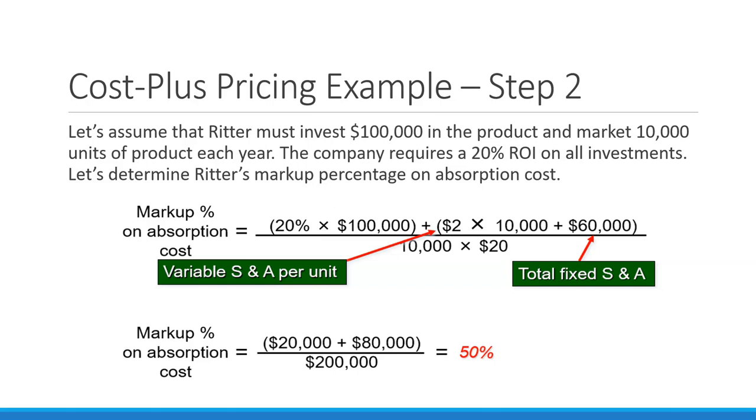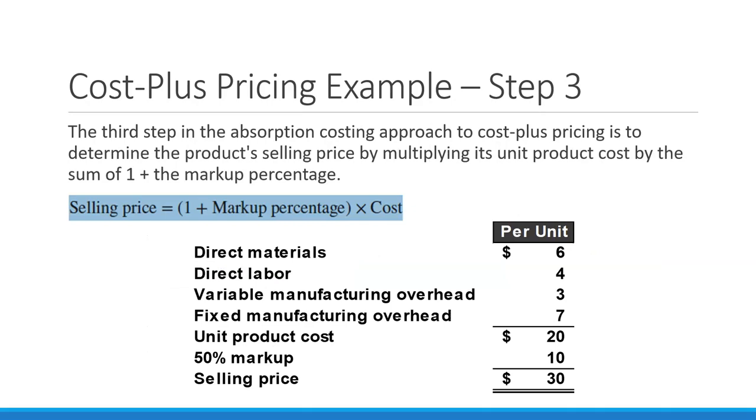We require a 20% return on investment on all investments. So we're going to use that 20% as our minimum. This gives us a markup percentage over cost of 50%. So then we take our unit product cost of $20, add a 50% markup, and get a selling price of $30.